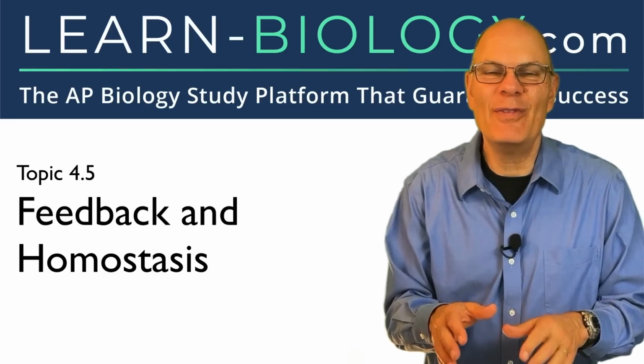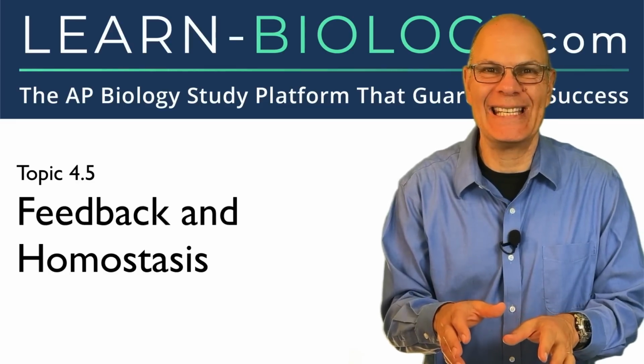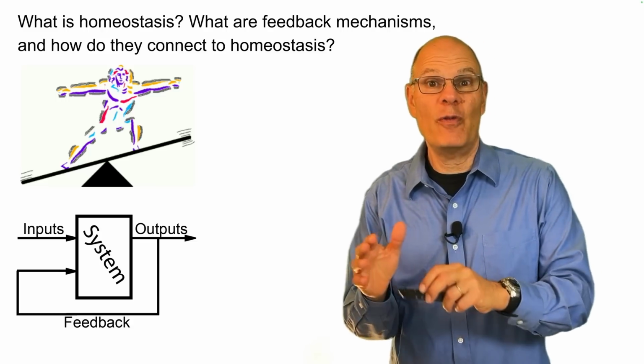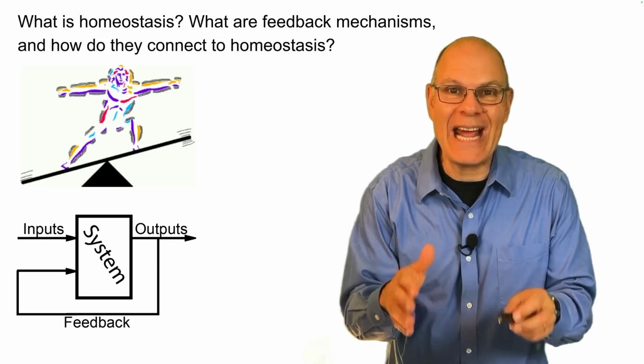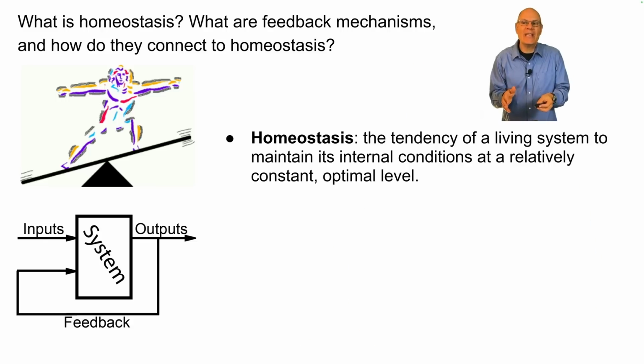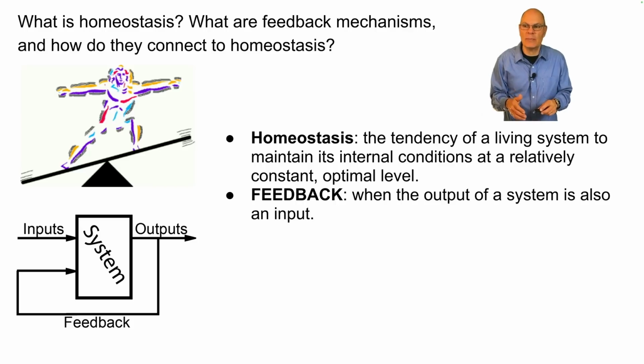Topic 4.5, feedback and homeostasis. What is homeostasis? What are feedback mechanisms and how do they connect to homeostasis? Homeostasis is the tendency of a living system to maintain its internal conditions at a relatively constant, optimal level. Your body temperature, for example, stays around 37 degrees Celsius, 98.6 Fahrenheit, despite fluctuations in the external temperature. The changes in your body to maintain that temperature, that's a great example of homeostasis.